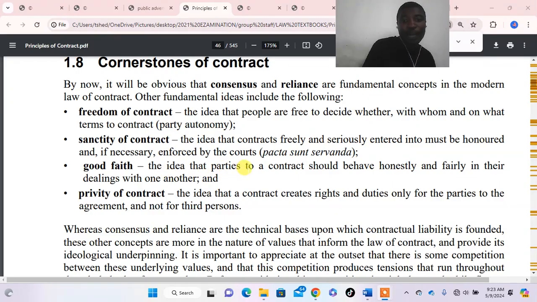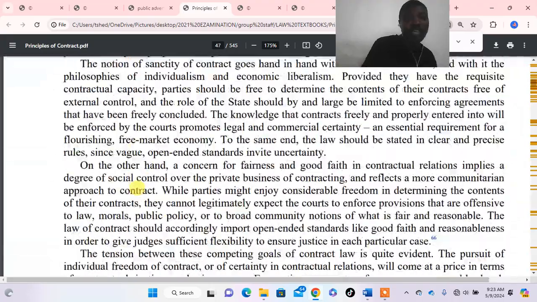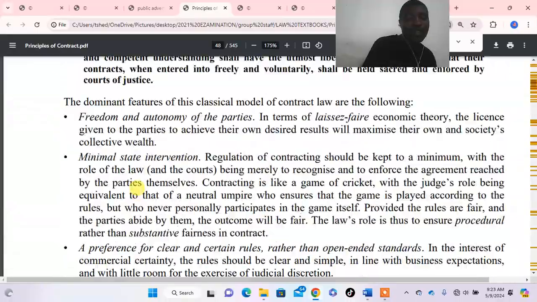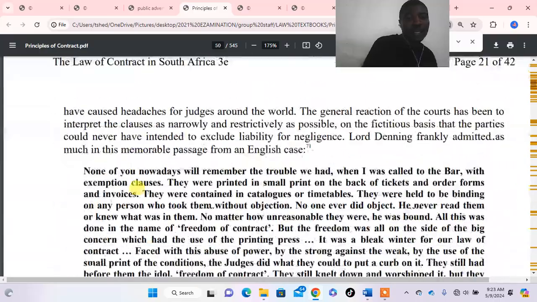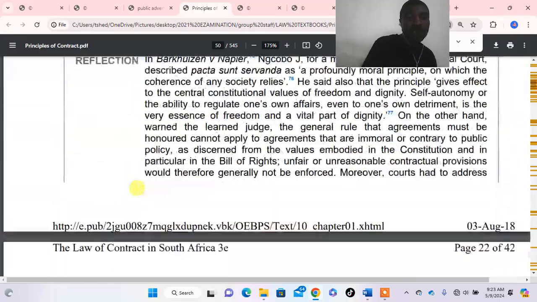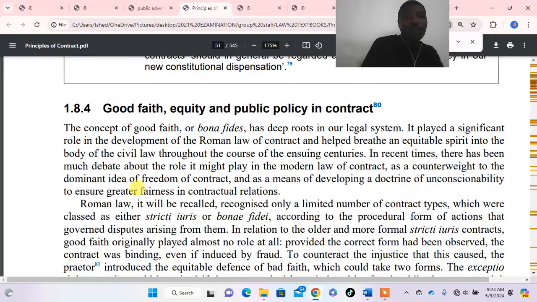The idea that parties to a contract should behave honestly and fairly in their dealings with one another. So there must be good faith. They explain good faith here in more detail, but I won't be reading much about it. I'm just showing you here good faith, equity, and public policy in a contract.